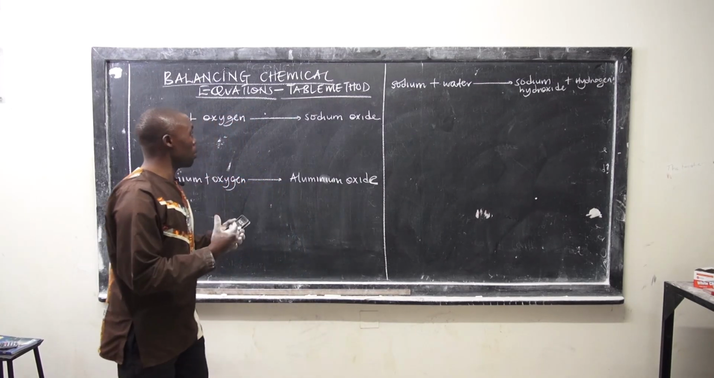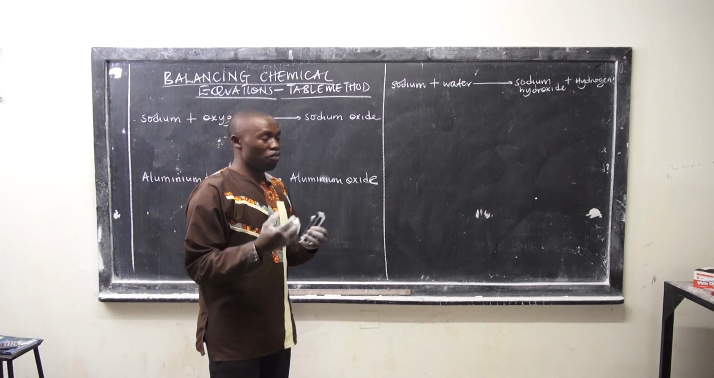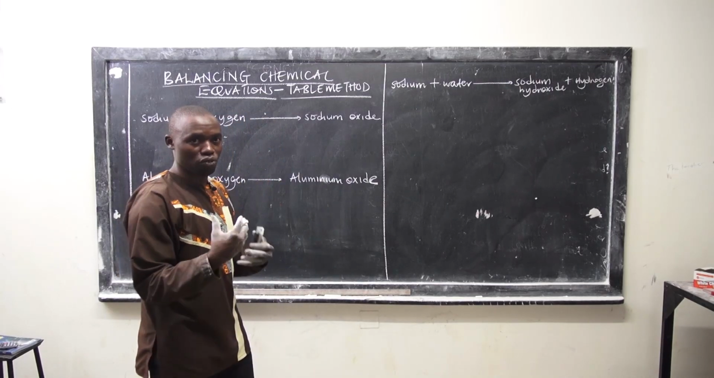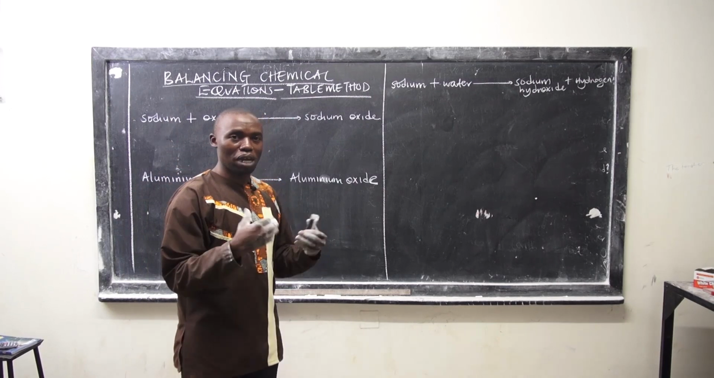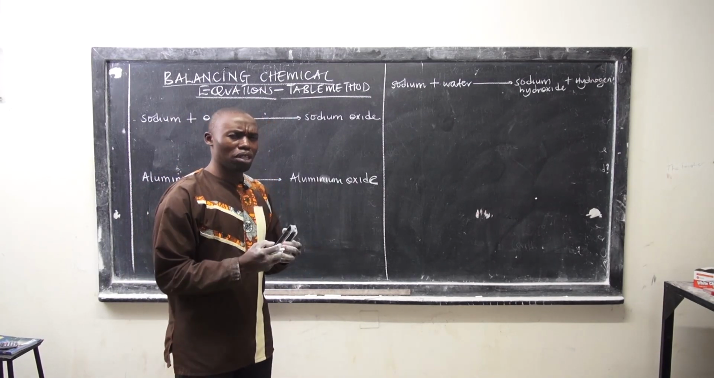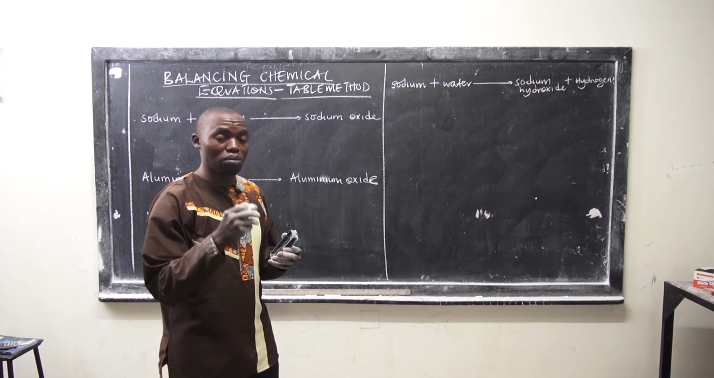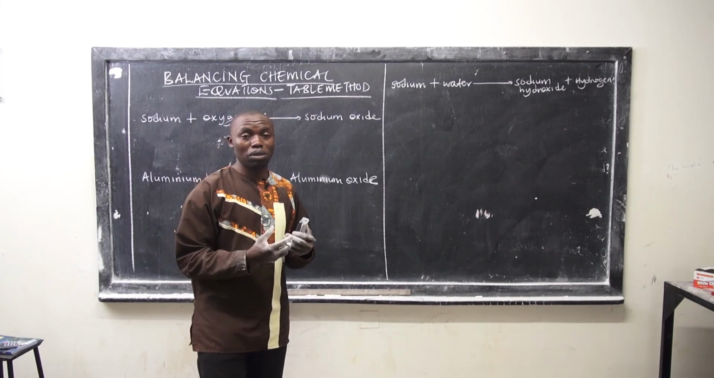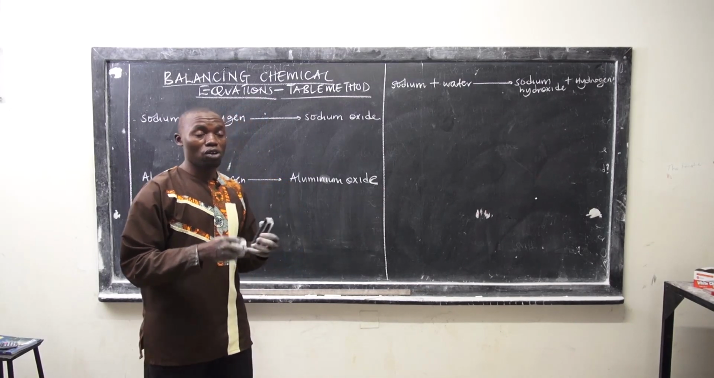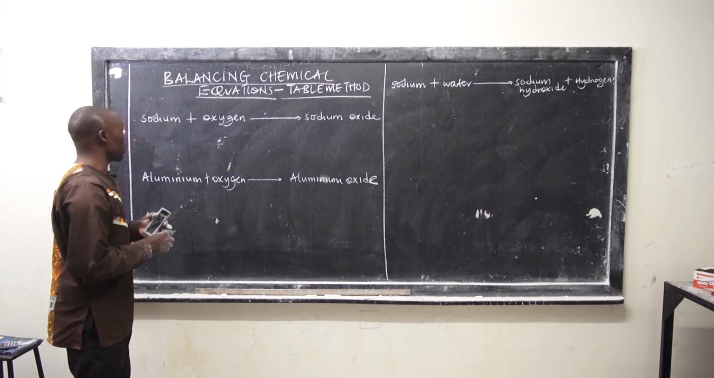Now let's dive into balancing chemical equations by the table method. I've put 3 examples for you, and if you follow very well, by the time I finish you'll be ready to balance. This table method balances most of the simple equations, but when the equation becomes advanced, it will call for advanced methods such as the algebra method or the redox method. Now let's look at the first equation.